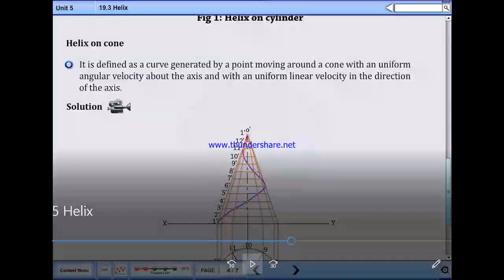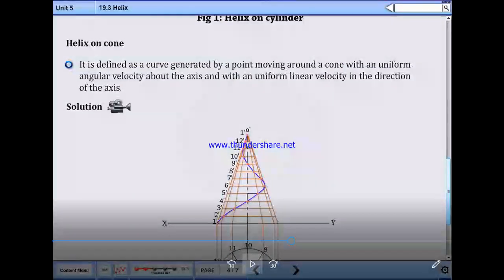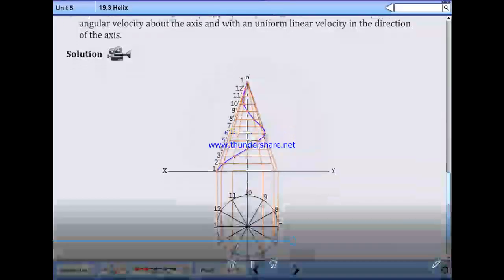Now note down helix on cone. It is defined as a curve generated by a point moving around a cone with a uniform angular velocity about the axis and a uniform linear velocity in the direction of the axis. So with this cone definition, we are going to explain this one animation.